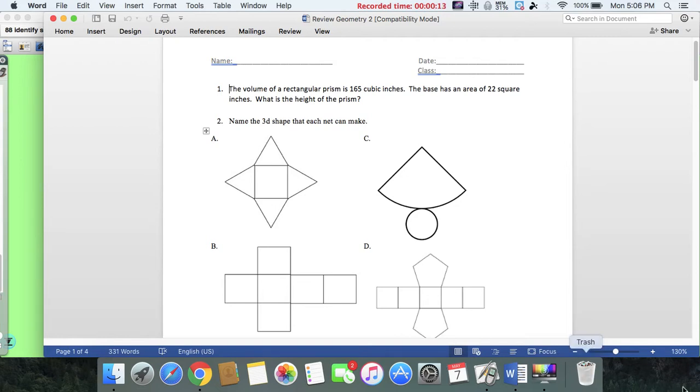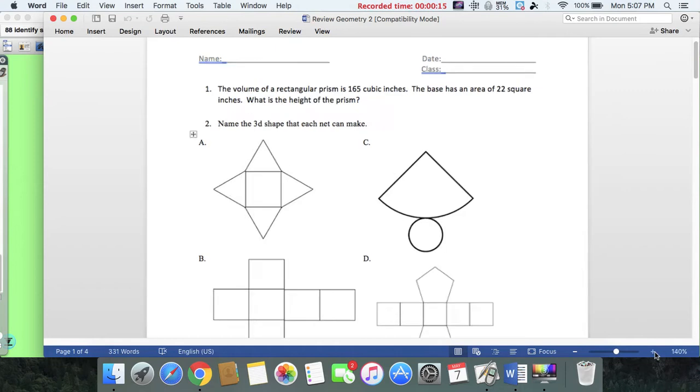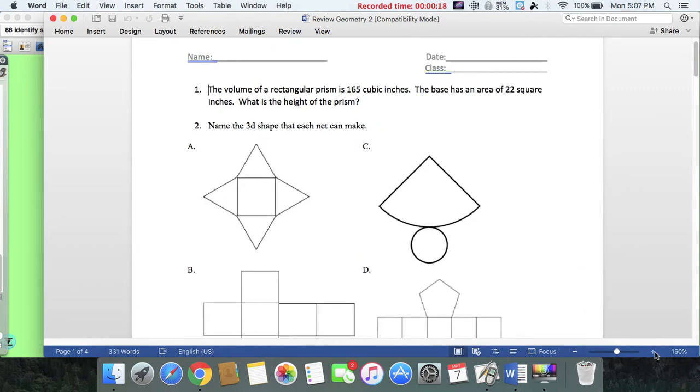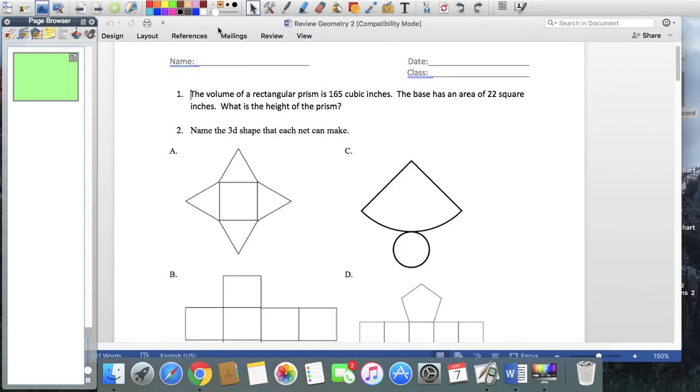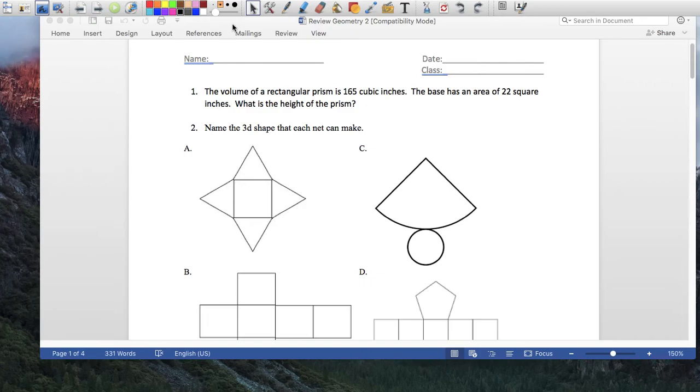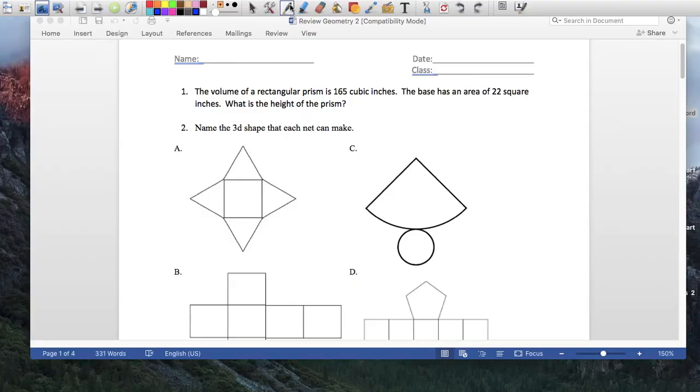So the first question is volume. A rectangular prism is, let's see, we're going to write this. Alright, I can write this right here. So you definitely want to use V equals big B times height. Remember, big B stands for the area, right? Which is also known as length times width.